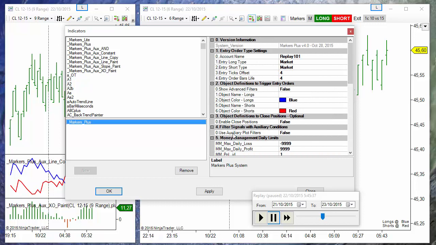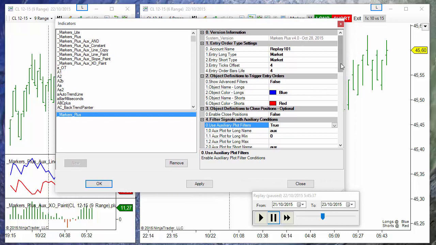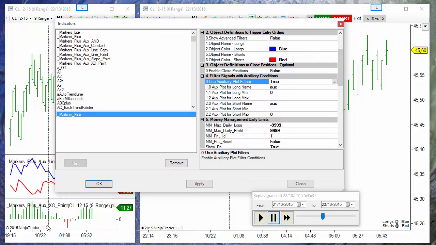On the auxiliary plot filters, we can enable, and then we use the variable that we defined here. So for taking a long, I want a positive result. So the minimum value is 0 because I want it positive for longs. And for shorts, I want that result to be negative. So the maximum value is 0.